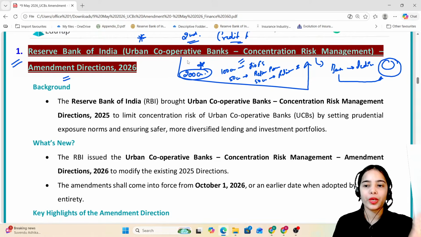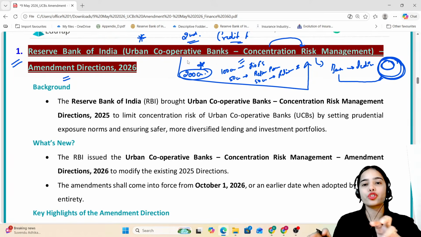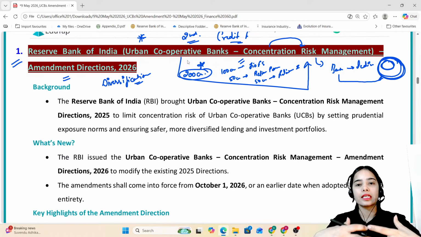So concentration risk basically means that a bank is giving too much loan to a single borrower or a group of borrowers, the group entities. Concentration should not be happening. There should be diversification. Diversification means that the bank should be lending to different entities so that the risk is diversified and spread out.